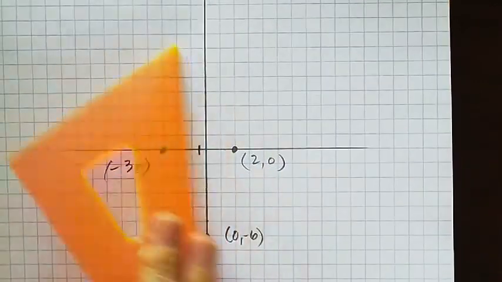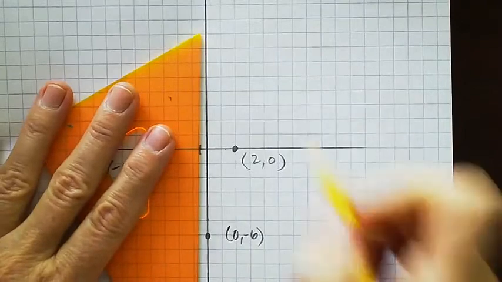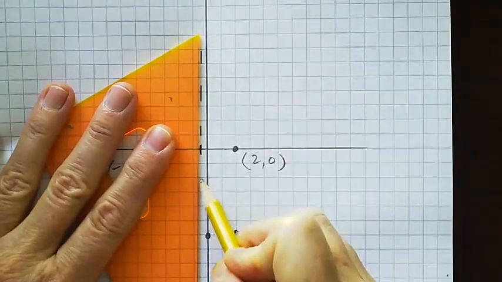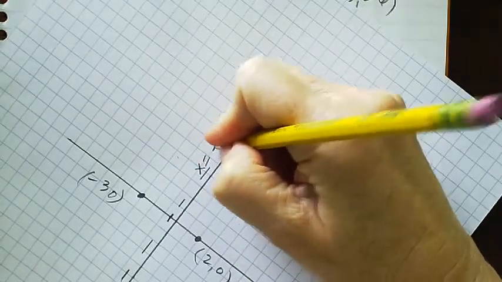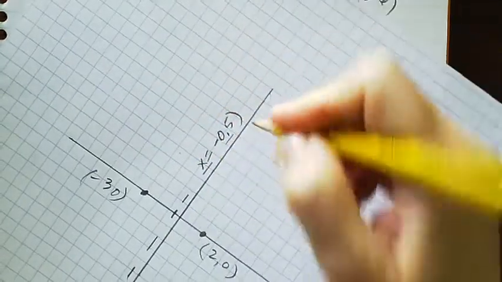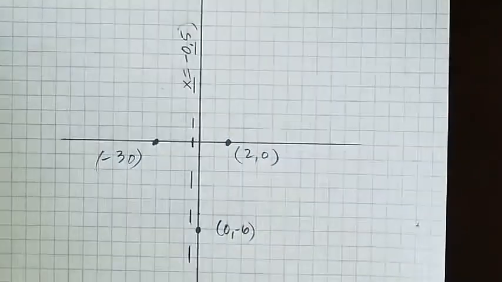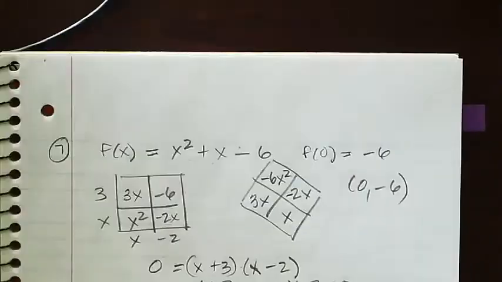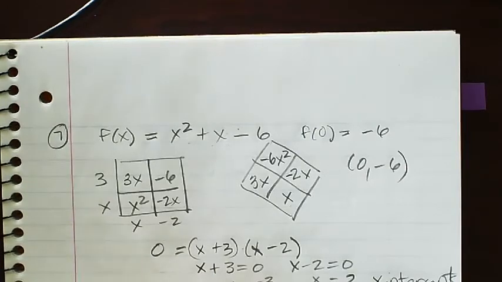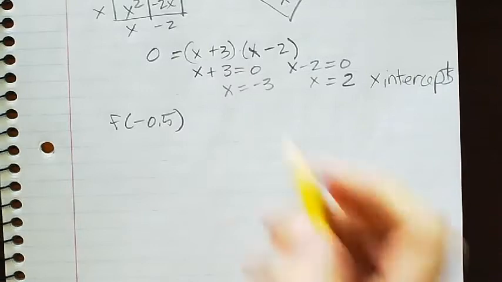So I know my axis of symmetry is x equals -0.5. And I'm just going to plug that in for x. So f of -0.5, that's going to give me the coordinate of the vertex.